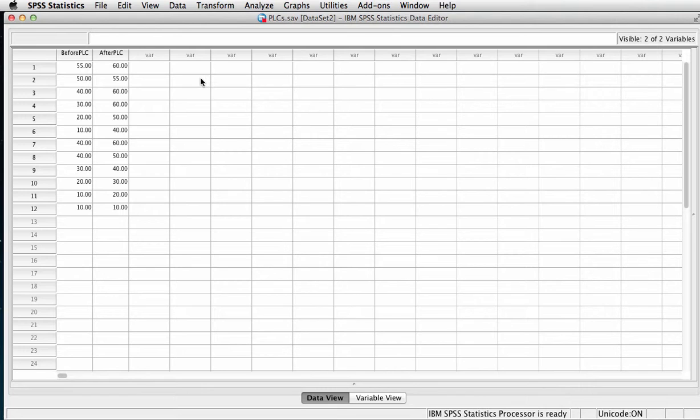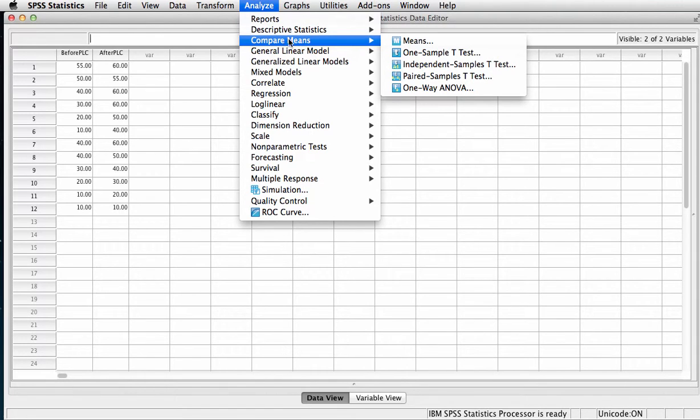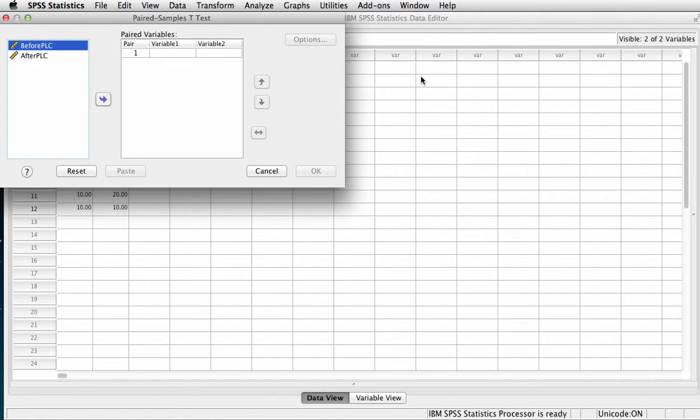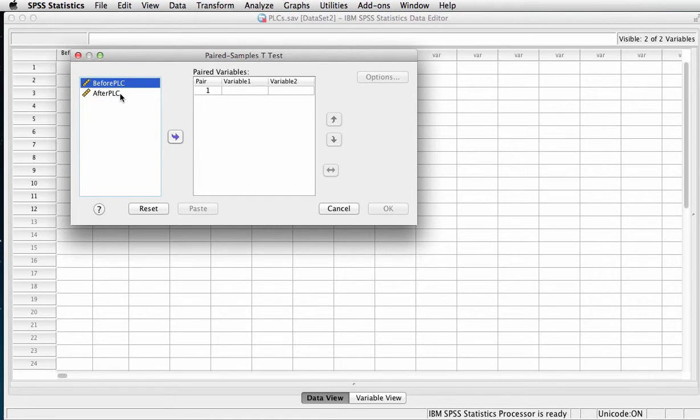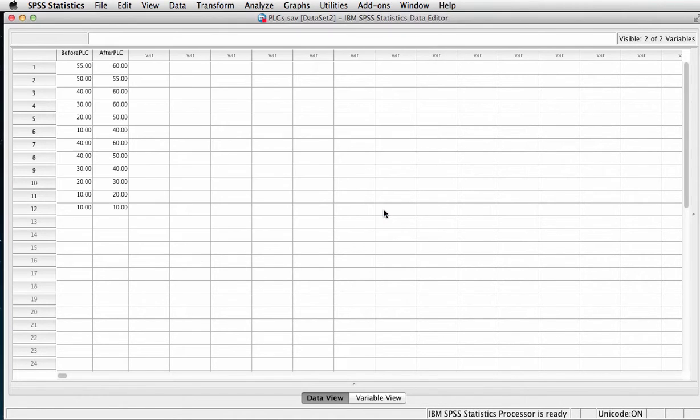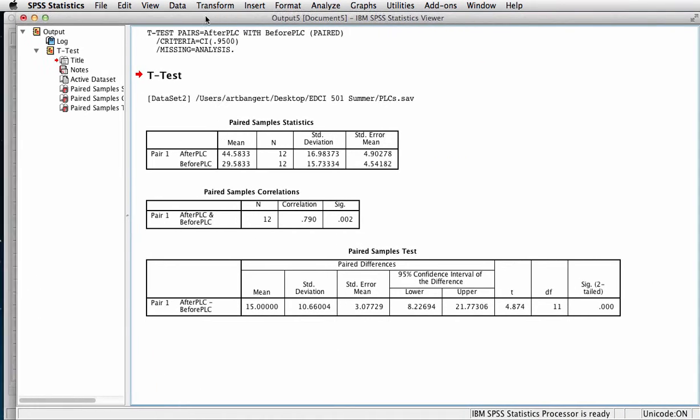And so to do the related or paired samples t-test, we go to Analyze, Compare Means, and Paired Samples t-test. Now in this case, what we want to do is I would put in after first and then before second, because if you subtract a smaller number from a larger number, then you end up getting a positive difference. It doesn't always work out that way, but in this case it'll make the interpretation easier. And so then we just click on OK. And these are the results.